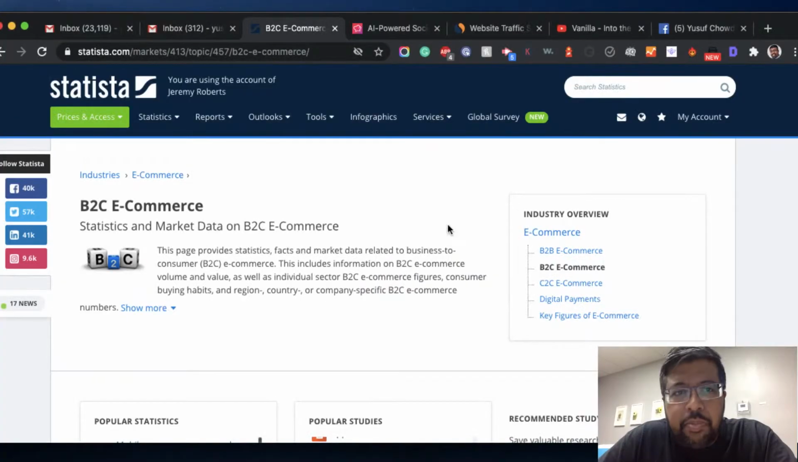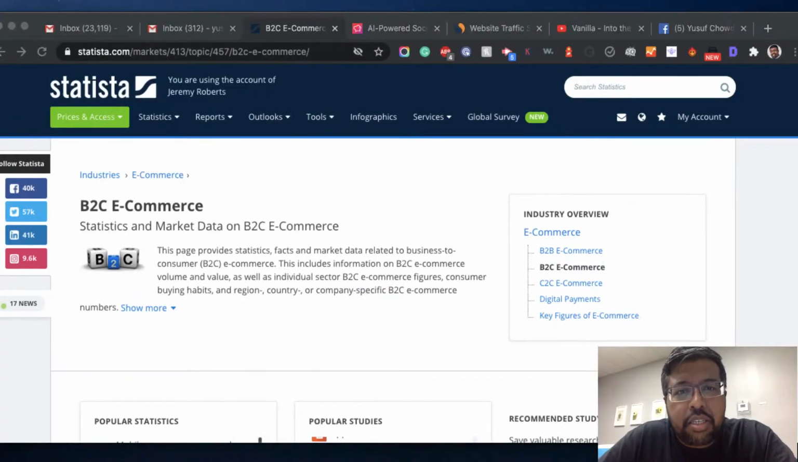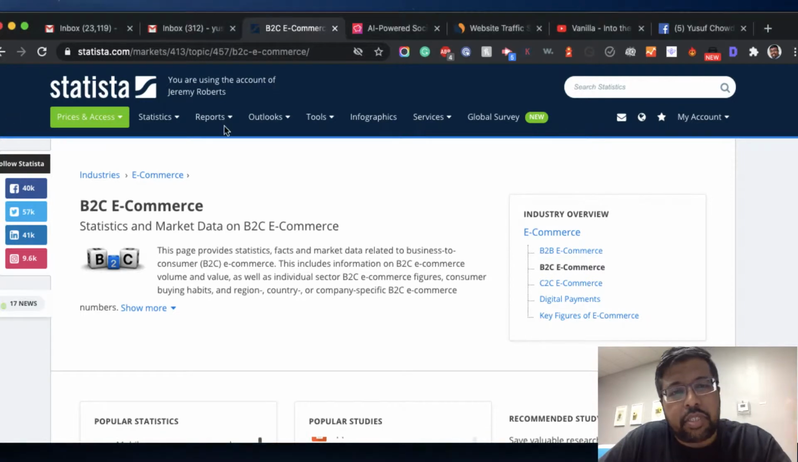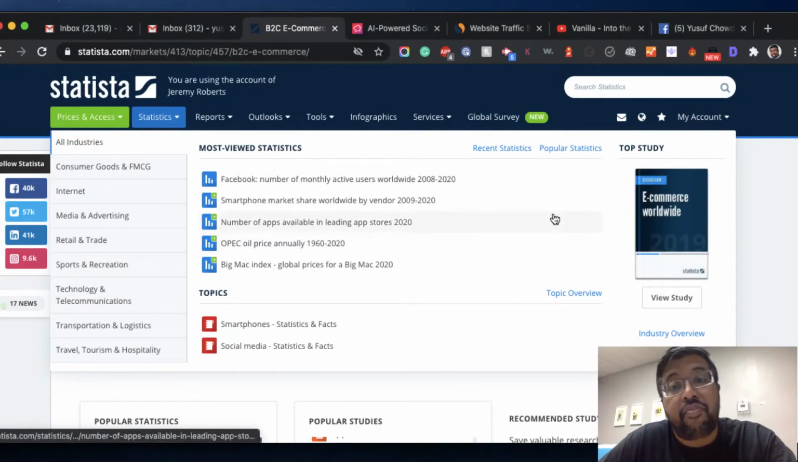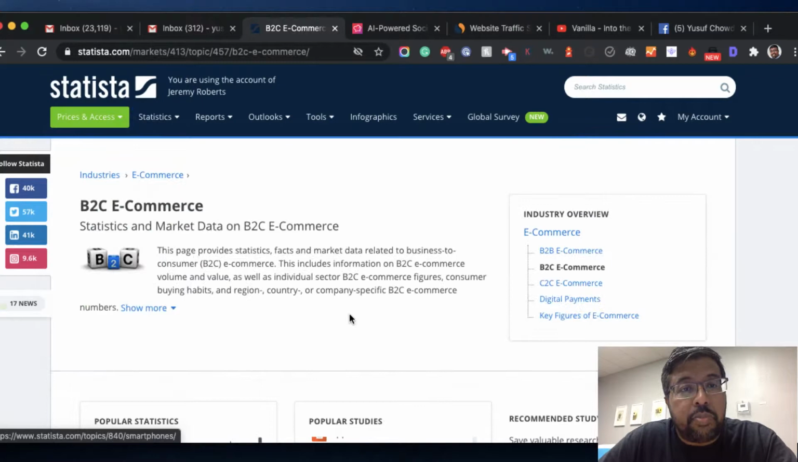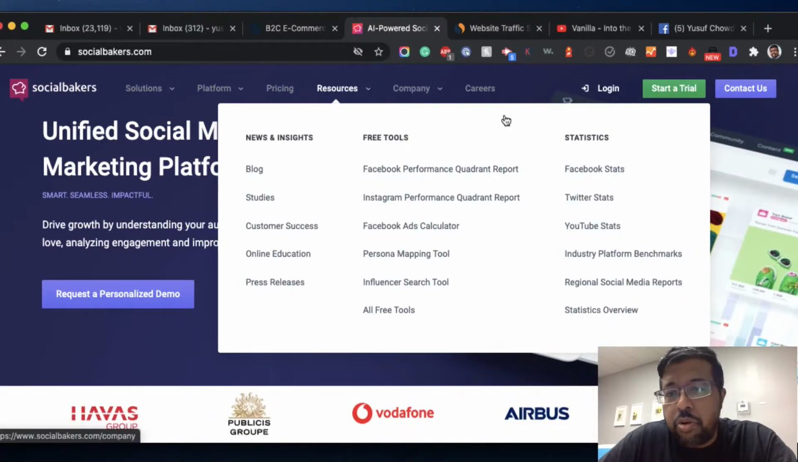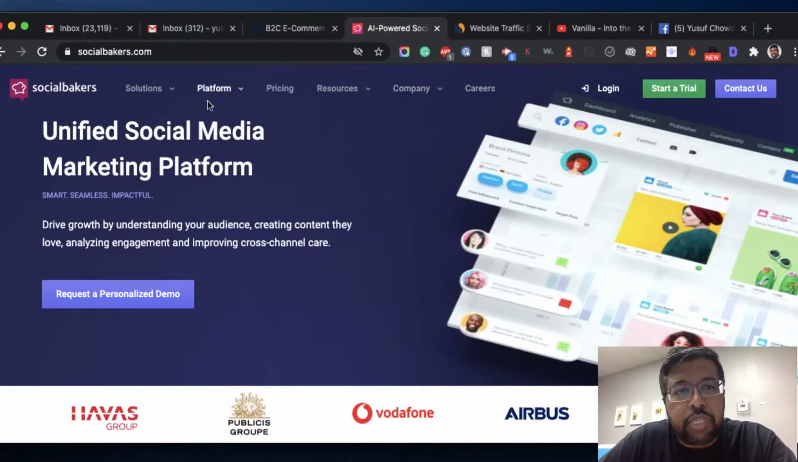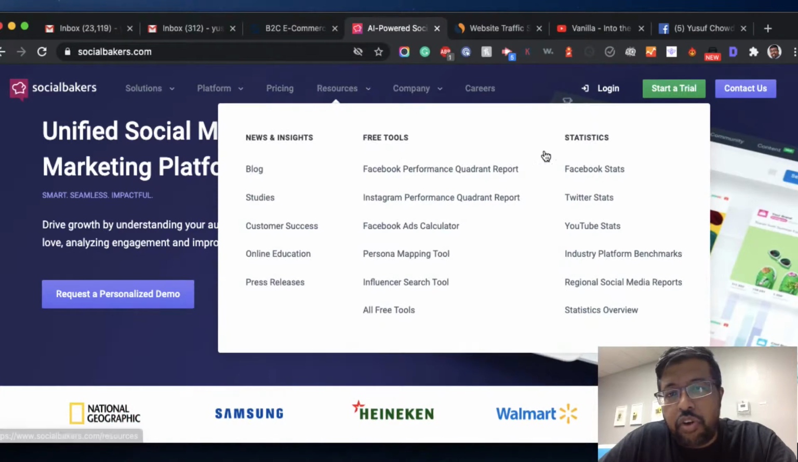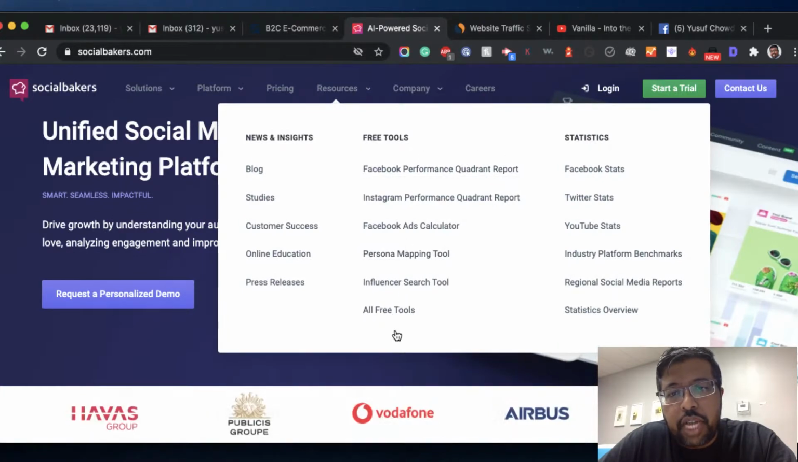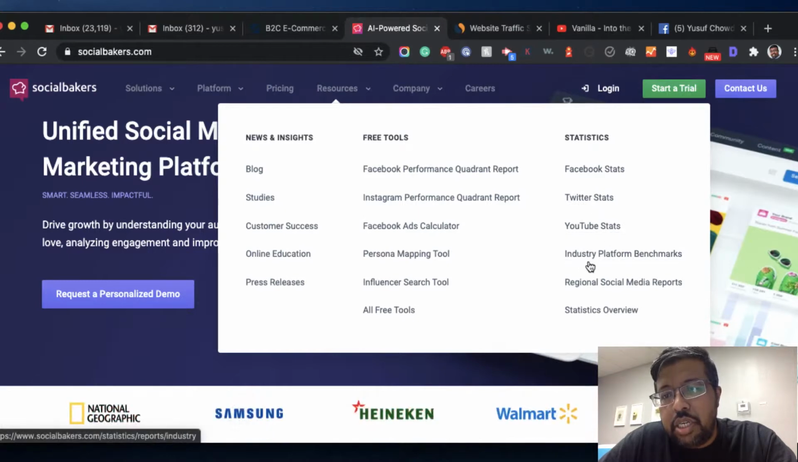Let's see here. So the tool that I was talking about, let's say Statista, which is actually not free. You have to pay like $39 upfront for the whole year. This is my business partner that's using it. Another one is called Social Baker right here. This is mostly for social media channels. They have some free tools right here that you can utilize. But right here, Facebook stats, Twitter stats, YouTube, industry platform benchmarks, social media reports.